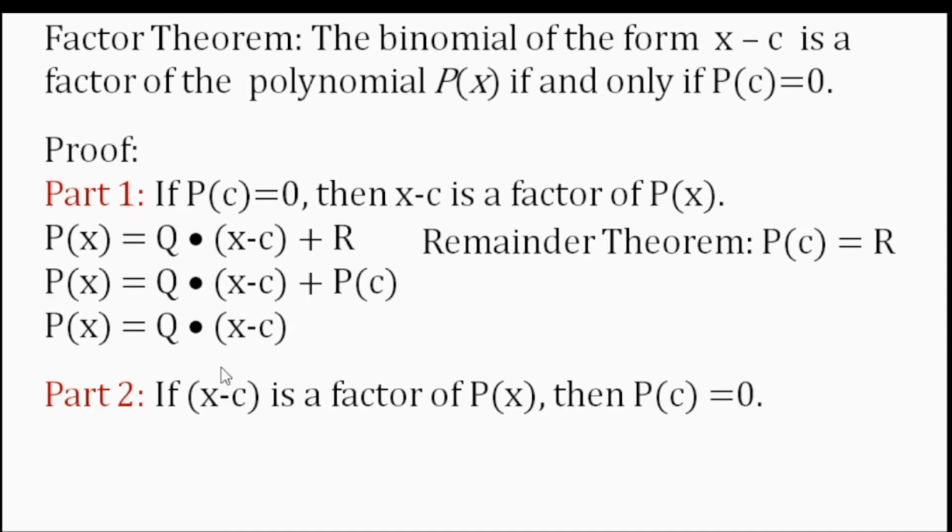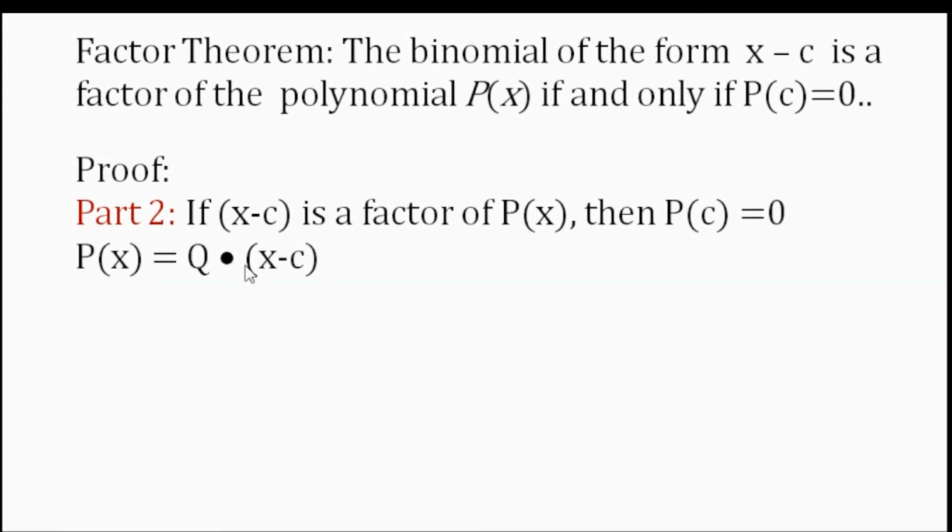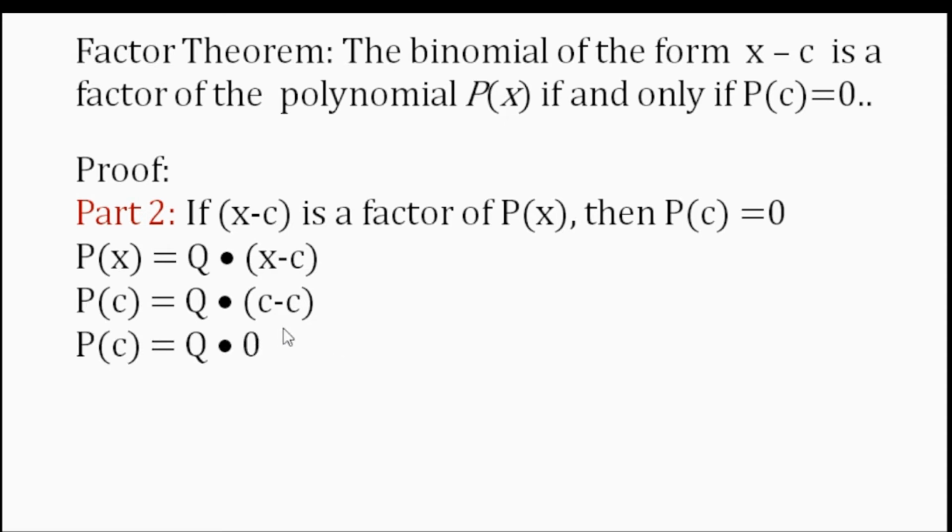Let's prove the second part. We will start with this equation, p of x equals q times the quantity x minus c. We are going to evaluate the polynomial at c, so we replace all our x's here with c. It becomes p of c equals q times the quantity c minus c. We know that c minus c is 0, so we can replace that with 0. And then we know also that q times 0 is 0. So we have already proven part 2.